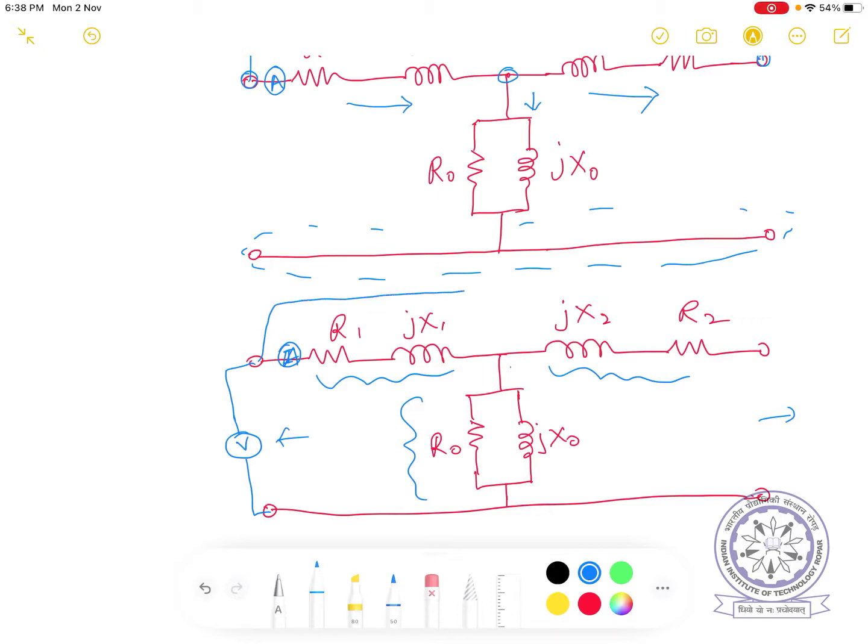Here I will connect a voltmeter like this. Then this voltmeter reading is simply the voltage across this primary branch R1 plus JX1. Am I correct? Just think over. Will there be current in this branch? No current, because the secondary is open. Since there is no current, the voltage drop in this is 0. Therefore, this node potential and this node potential are the same.